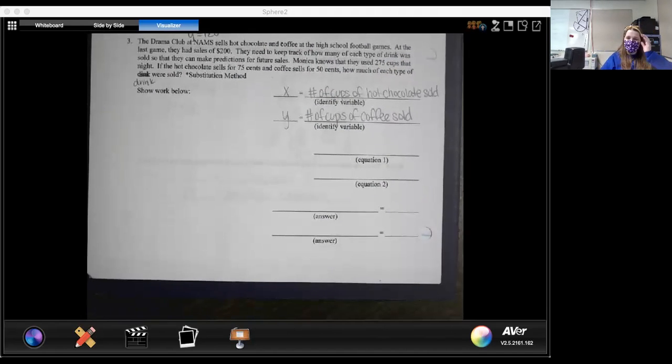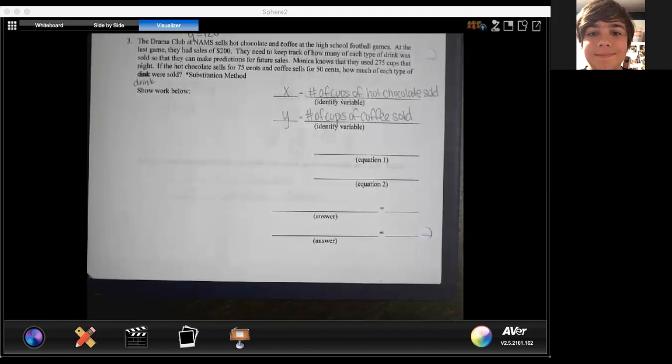Okay, so now we're going to do our equations. This one's going to be a little bit harder to come up with equations, because again, we're trying to figure out numbers of each sold. So let's first try and build an equation based off the 275. We know that they used in total 275 cups. So how could I build an equation based on that fact? X plus Y equals 275.